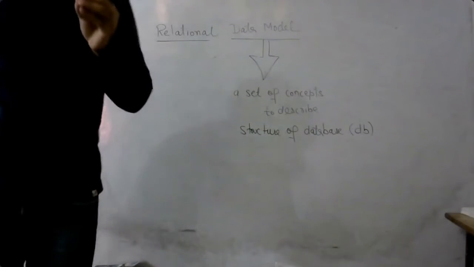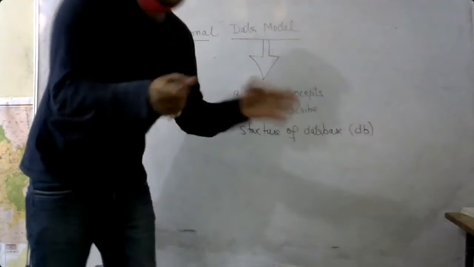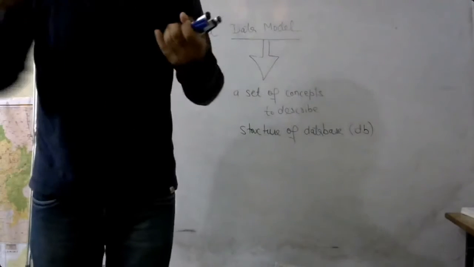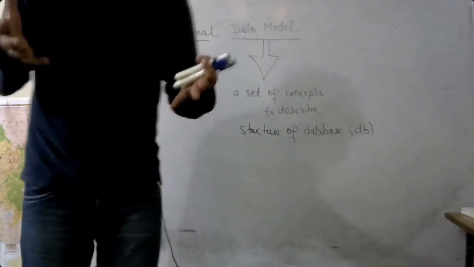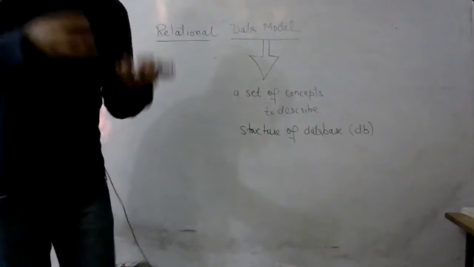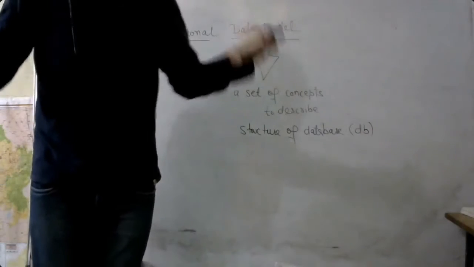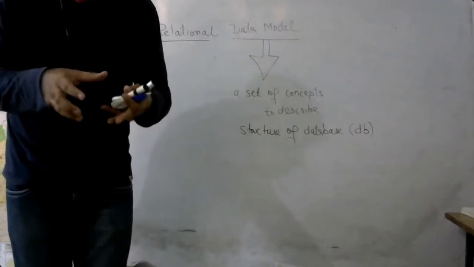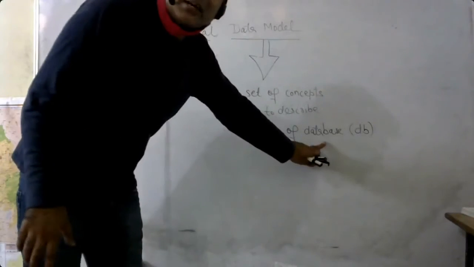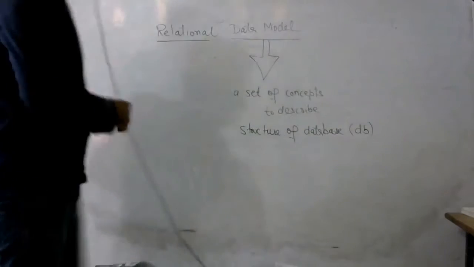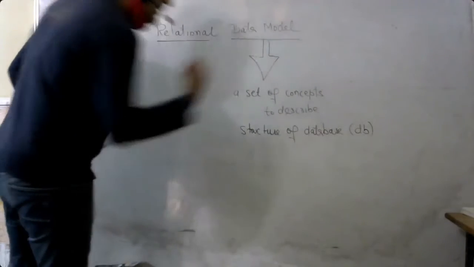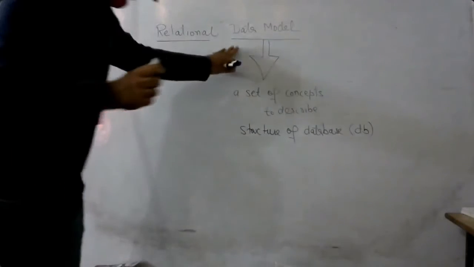If we want to describe the database, now what is a database? We will cover that later on. First of all, you need to understand, if you have some data in rows and columns, and those rows and columns are known as a relation, and you have one or more relations, if you have one or more tables, that thing is known as a database, which we will cover later on. So what is a data model? A set of concepts to describe the structure of database. Then this term is known as the data model.